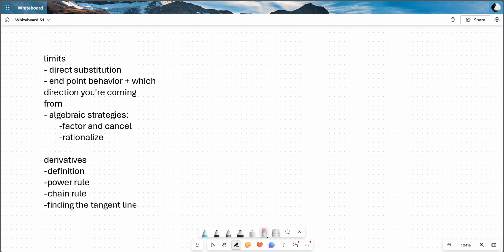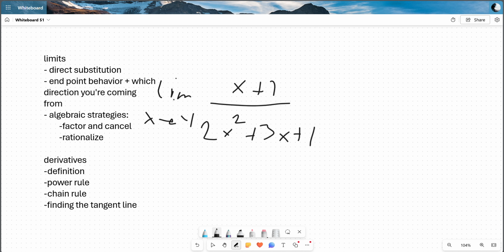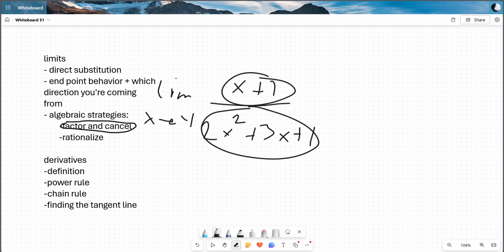Another thing we could do is say we had something like this: the limit as x tends to negative 1 of x plus 1 divided by 2x squared plus 3x plus 1. We're going to talk about the factor and cancel strategy here. So first, let's follow the first step: factor it out. The top is already completely factored, but we can factor the bottom. We have 2 and 1, so we need two numbers that when added together equal 3, but when multiplied together equal 2. That's just going to be 2 and 1.